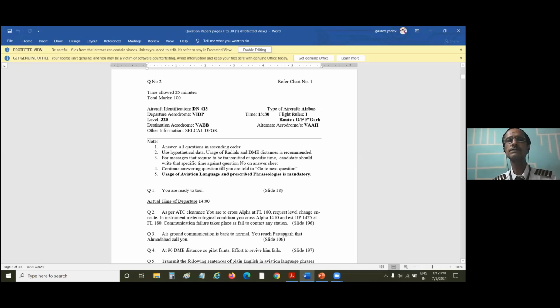Type of aircraft, Airbus. Flight rules I. I, that is the instrument flight rules. Why instrument flight rules? Because you are flying at 32,000 feet. At 32,000 feet, you can't fly VFR. So it has to be instrument flight.